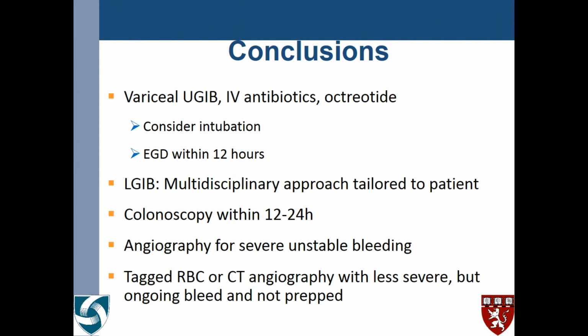Now for lower GI bleed, again, this tends to lend itself more to a multidisciplinary approach that is tailored to the patient and how stable they are. A colonoscopy should be performed ideally within 12 to 24 hours. However, consider an angiography for those patients who are having severe unstable bleeding. And a tagged RBC scan or CT angiography is certainly a reasonable diagnostic evaluation in patients who have less severe but ongoing bleeding and who are not prepared yet to have a colonoscopy.